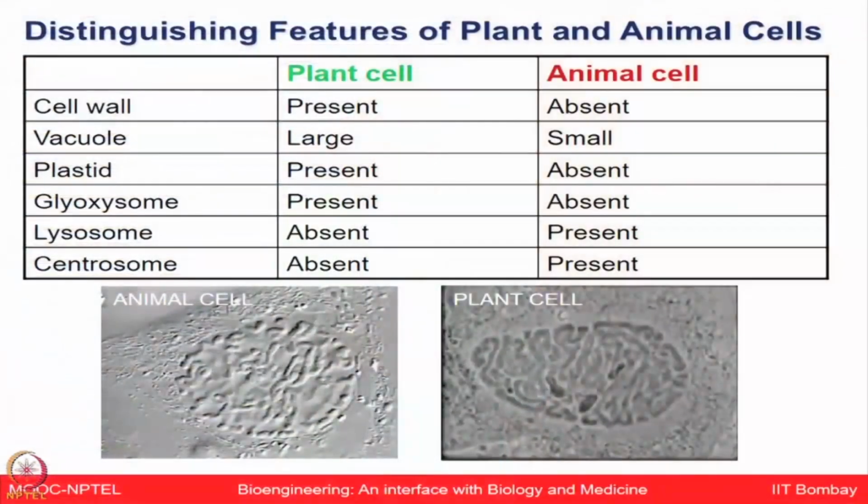Now, let us look at the distinguishing features of plant and animal cells, which we discussed when we were discussing the various cell organelles. In the plant cells, we have a defined cell wall, which is absent in the animal cells. We have a vacuole, which is a very large entity, but very small in the animal cell. Then we have the plastids and glyoxysomes, which are unique organelles found in plant cells, absent in animals, and lysosomes and centrosomes are absent in the plant, but present in the animal cells. So, these are some of the distinguishing characteristics and different organelles which are present or absent in plant or animal cells.